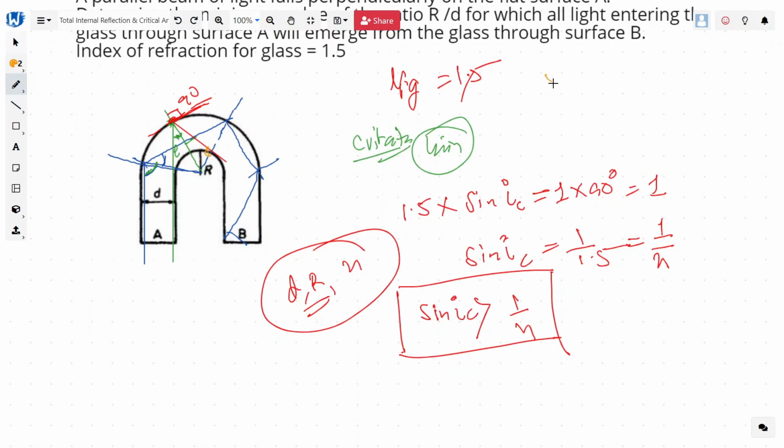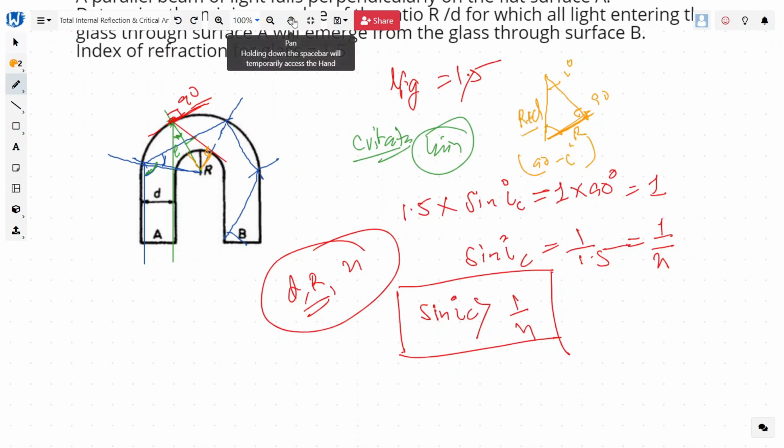So let's draw our triangle here. So this is our triangle, and this angle is 90. This angle is I, right? So this one is going to be like 90 minus I. Okay, and this one we know, right? This one is R, and this distance from here to here, right, is R plus T. Okay, so in this triangle, right angle triangle, what is going to be?